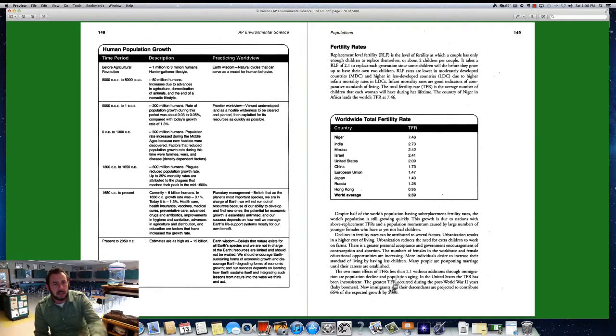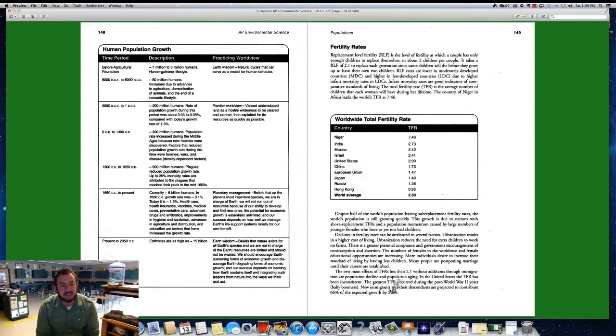In 5000 BC to 1 BC, 200 million humans were on the planet. Rates of population growth during this period were increasing a little bit. It had a frontier worldview, where it viewed undeveloped land as hostile wilderness that needs to be cleared and planted and exploited for its resources as quickly as possible, because striking while the iron is hot is good. From about 0 to 1300 CE, 500 million humans, so we increased by about 300 million. Population rate increased during the Middle Ages because new habitats were discovered. Factors that reduced population rate during this time were famines, wars, diseases, things like that.